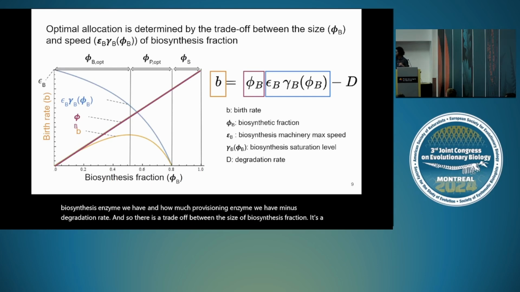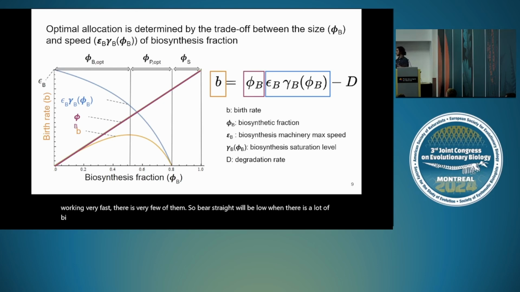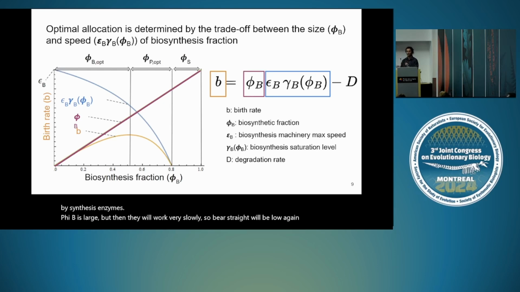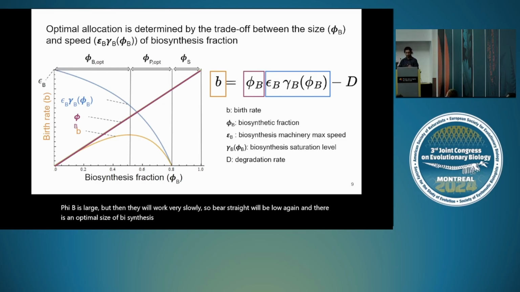Here, the purple line is the size of the biosynthesis fraction, and the blue line is the speed of the biosynthesis fraction, and burst rate is just the purple line times the blue line. In this graph, degradation is ignored and assumed to be 0. As we can see, when the biosynthesis fraction is very small, although biosynthesis enzymes are working very fast, there are very few of them, so burst rate will be low. When there are a lot of biosynthesis enzymes, phi b is large, but then they will work very slowly, so burst rate will be low again. And there is an optimal size of the biosynthesis fraction which maximizes burst rate.